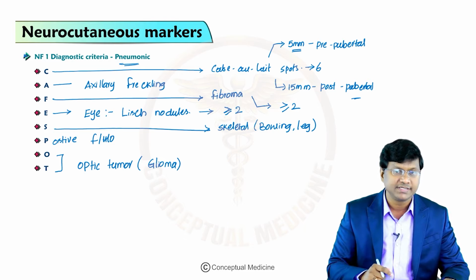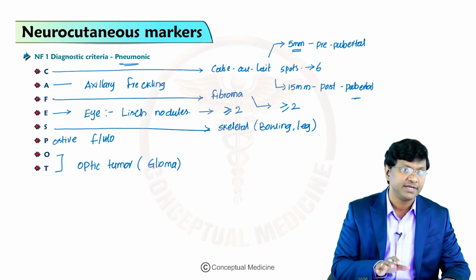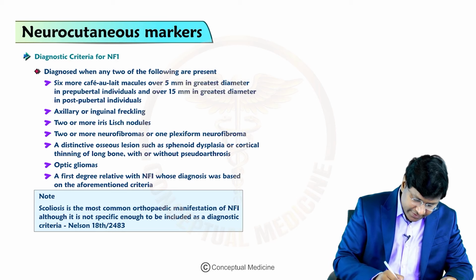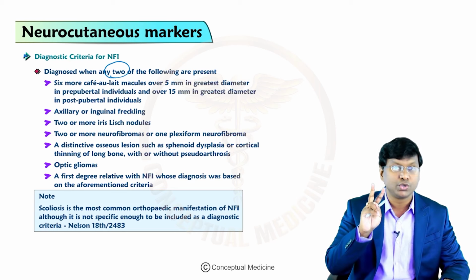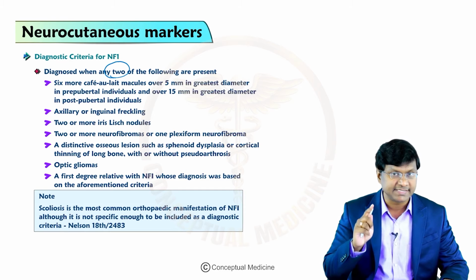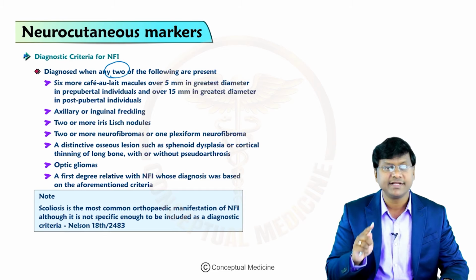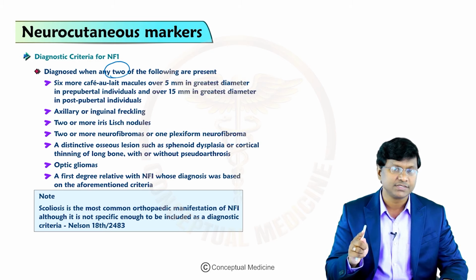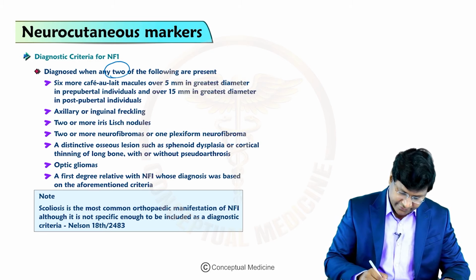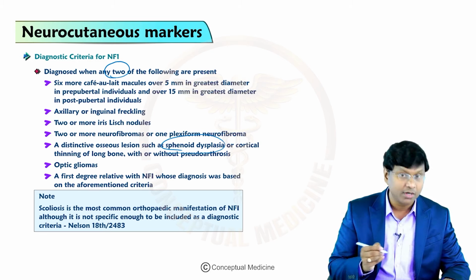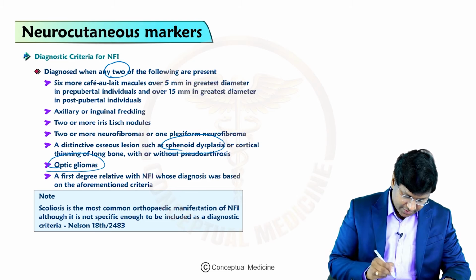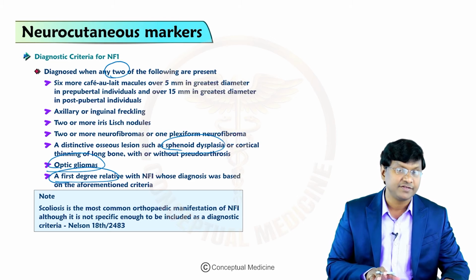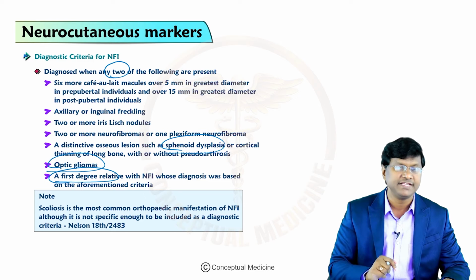Now, not all of these manifestations need to be present in a patient with neurofibromatosis type 1. In neurofibromatosis type 1, at least 2 of the following should be present: café-au-lait spots, axillary or inguinal freckling, 2 or more iris Lisch nodules, 2 or more neurofibromas, bony lesions in the form of sphenoid dysplasia or bowing of the legs, optic glioma, and a positive family history. So there should be 2 out of these manifestations.